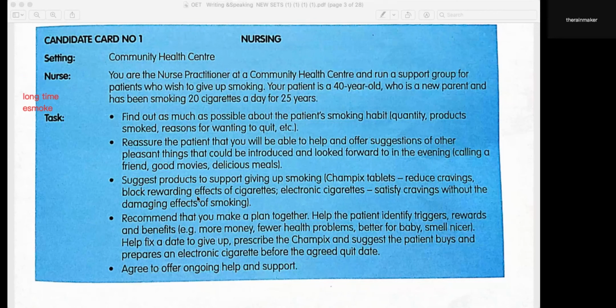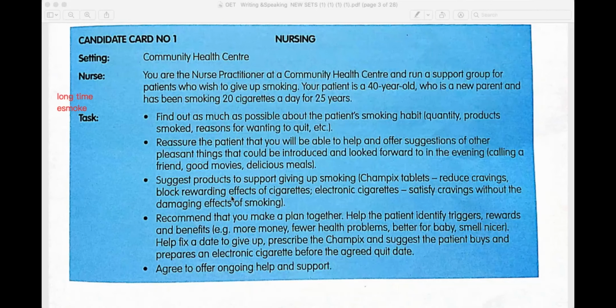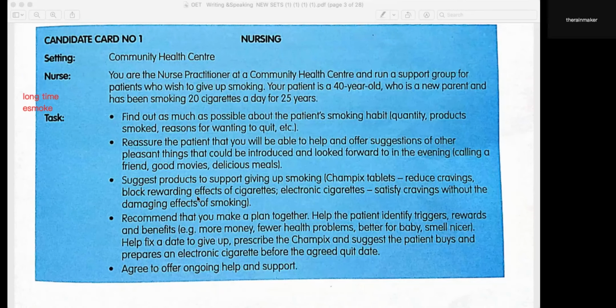You should never judge the patient by saying that, oh, that's a long time. You should never say that. Remember, never.